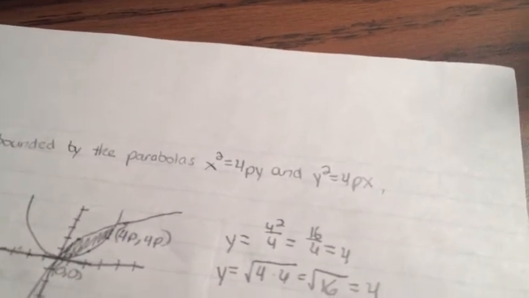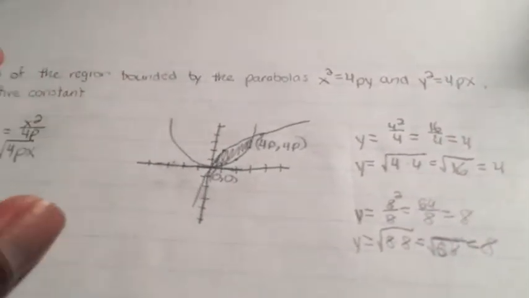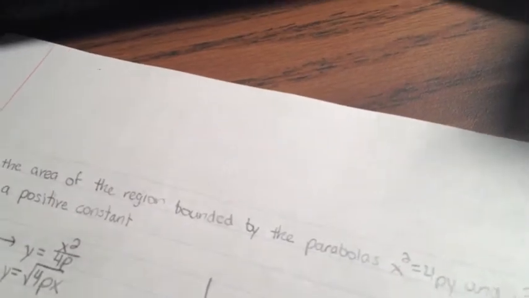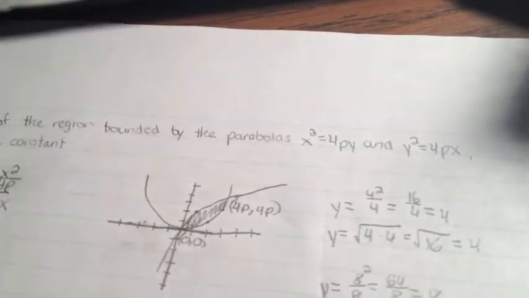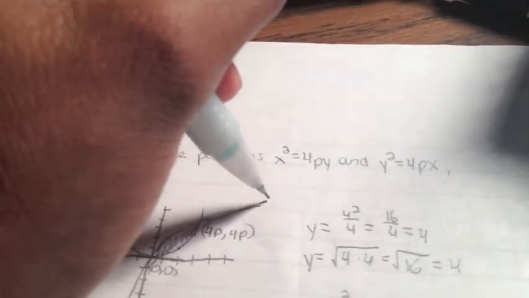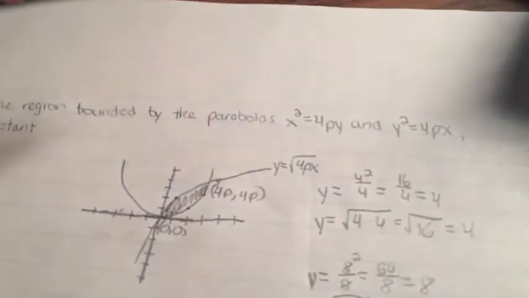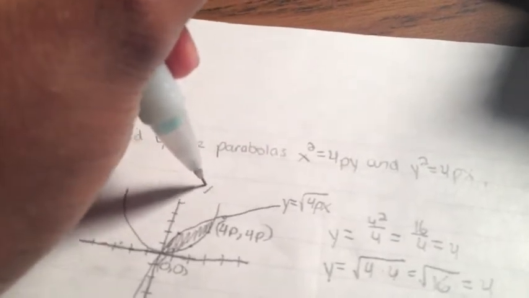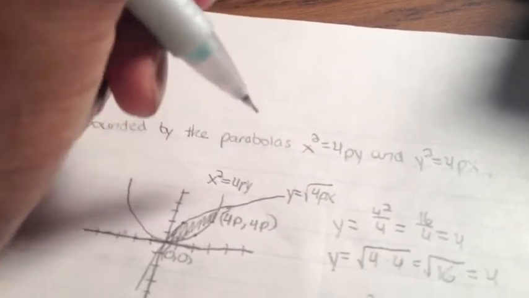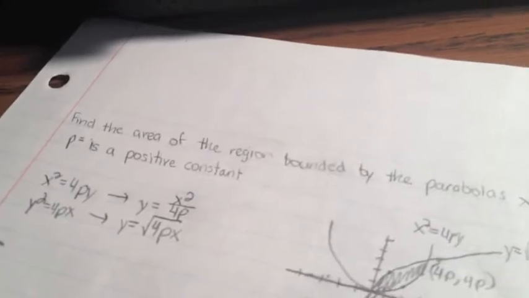So now we're talking about the area. The area is really the area underneath the top curve minus the area underneath the bottom curve. In this case, the top curve is y equals square root of 4px. And the bottom curve in this range is the x squared equals 4py equation, which is y equals x squared over 4p.